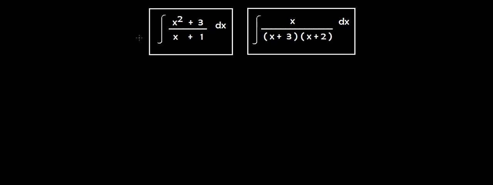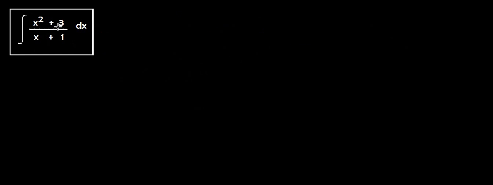In this lecture, we're going to solve this one by one. Let's take the first problem. We have a polynomial in the numerator and also a polynomial in the denominator. The polynomial in the numerator has the power of 2, and the polynomial in the denominator has the power of 1. So mainly we will use the division rule here.